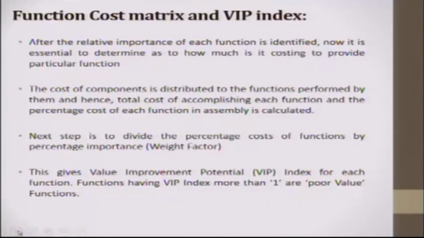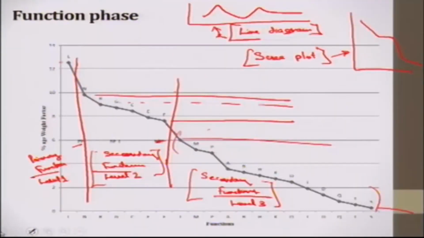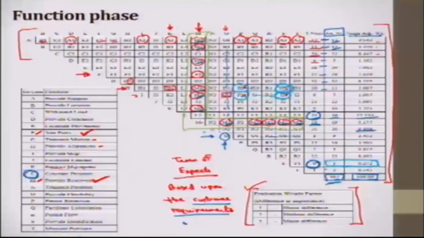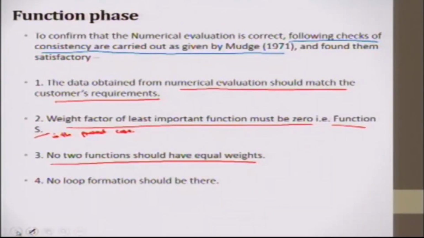Next is the function cost matrix and value improvement potential. After the relative importance of each function is identified, it is essential to determine how much it is costing to provide a particular function. We have given the weights to the functions. Now we need to identify the cost of the functions. As I said before, value is utility per unit cost. If we know the weight, we know the utility, and if we know the cost, we can take that ratio to find the value.